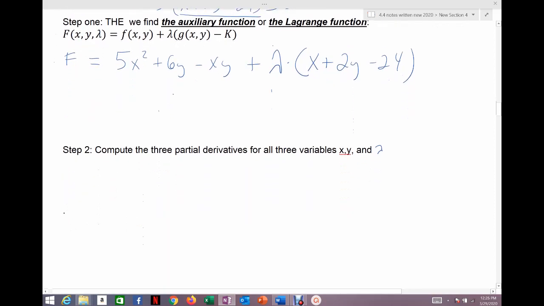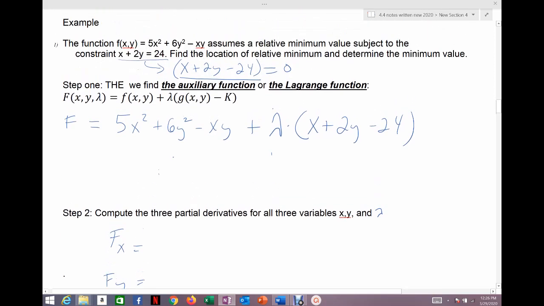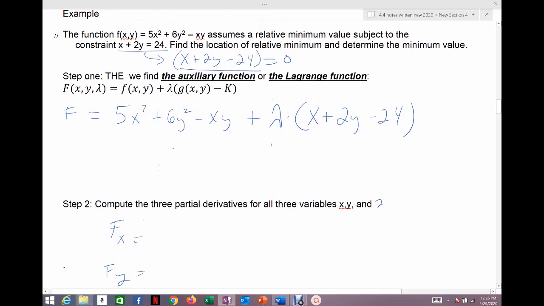Alright, now I find my three partial derivatives. Partial derivative with respect to x, partial derivative with respect to y, partial derivative with respect to lambda. But remember, it's the same thing every time. And I forgot my square on my y term. Alright, make sure I write it down. Alright, 5x squared, 6y squared minus xy.